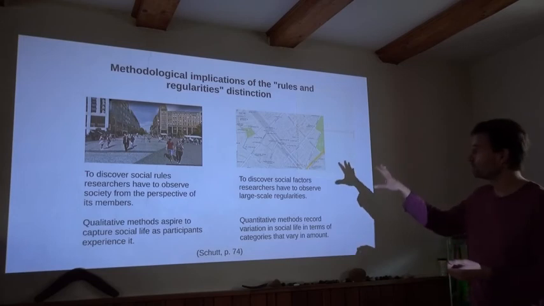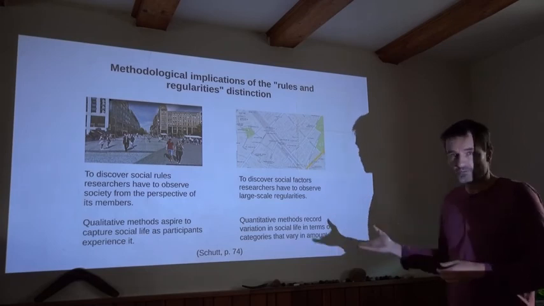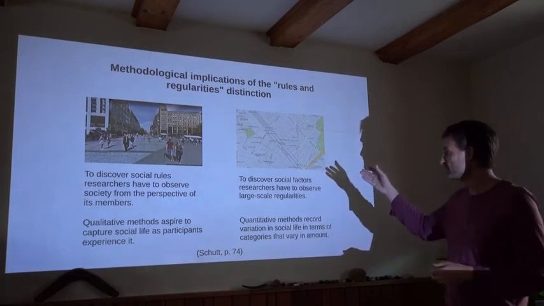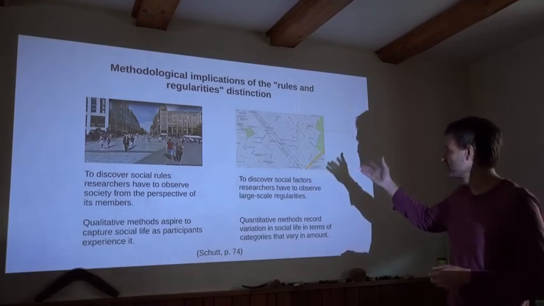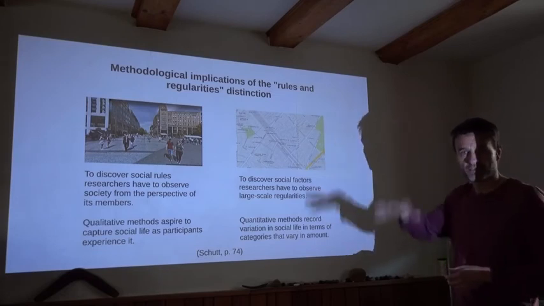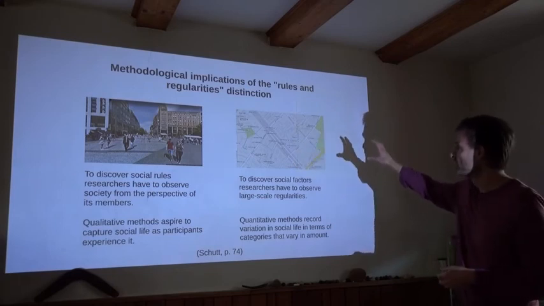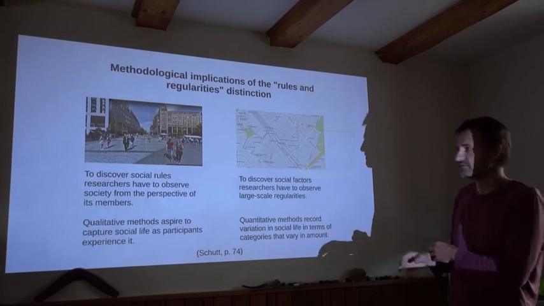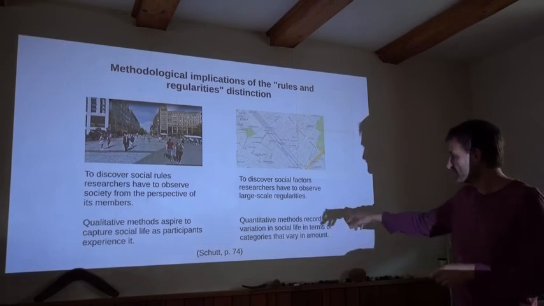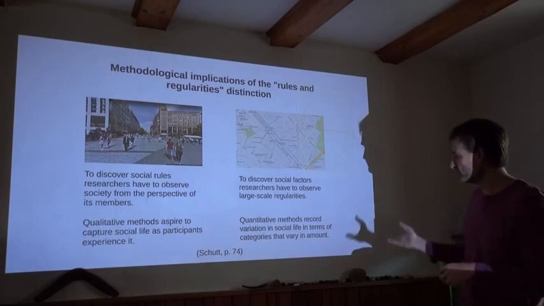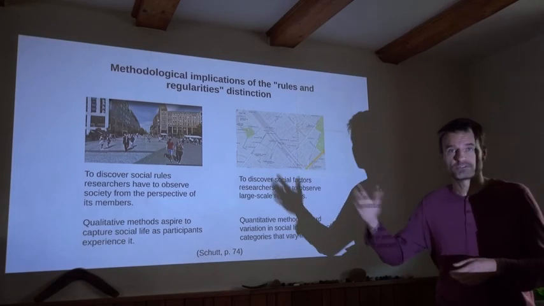While if we want to discover regularities, we should use quantitative methods, because these enable us to observe large-scale regularities. It's like a bird's-eye perspective on society. We can see regularity, we can measure distances, we can measure flow, or how large something is or how strong it is. So these quantitative methods record variation in social life in terms of categories that vary in amount, so we can measure it.